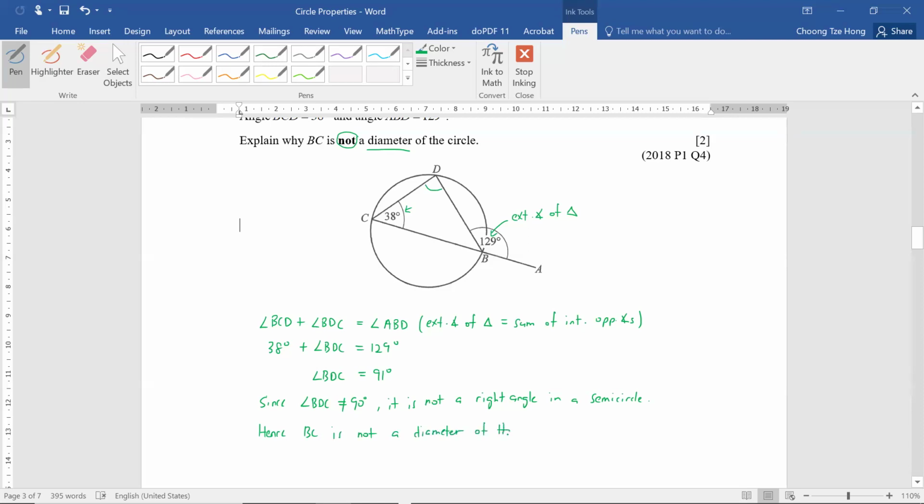Right, so questions like this are typically not difficult. Basically, what you need to do is be clear about the property, the concept that they are testing on this question, and then understand how that property works. In this case, the property works in the way that if BC is a diameter, then BDC will be 90. So if BDC is not 90, then in reverse, by counter argument, BC will not be a diameter of the circle. Right?